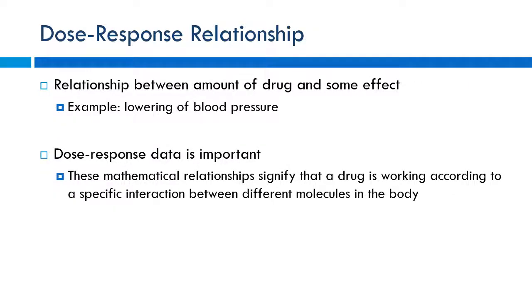So for instance, it should be the relationship between if I give you 10 milligrams of a drug, I get, say, a 10 millimeter of mercury drop in blood pressure, versus if I give you 20 milligrams of a drug, I should expect to see 20 millimeters of mercury potentially.